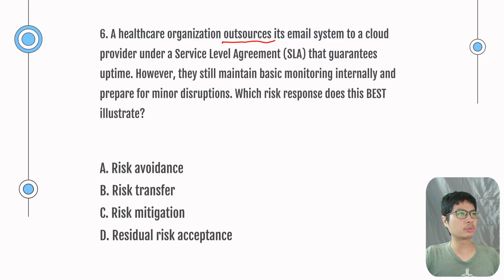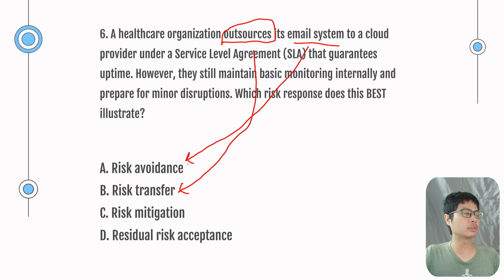Okay, so we have the keyword here of outsource, and immediately we are thinking of risk transfer. Are we avoiding the risk? Not really, because we are still using that email. We are still using email systems. We are not saying we are totally avoiding the use of email, and so there will still be some risk that remains. So this is not avoidance. It looks most like risk transfer at the moment.